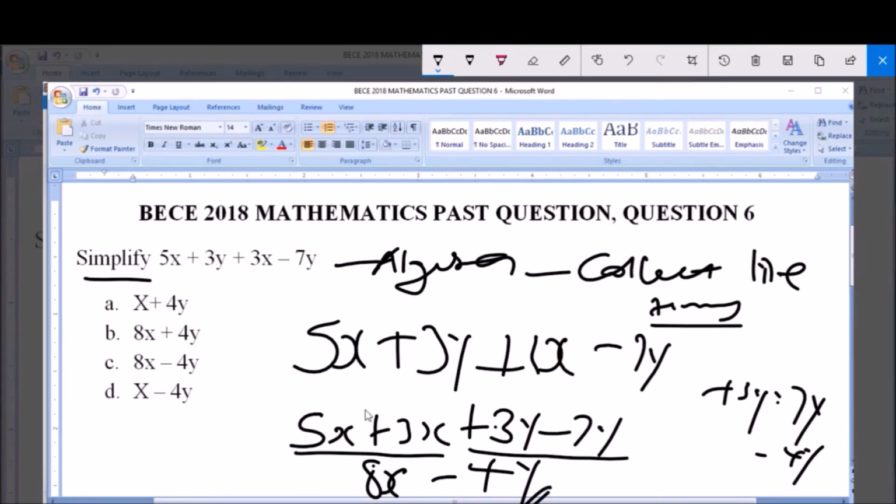Let's check which of the options corresponds to our answer, which is 8x minus 4y. Now, A here says x plus 4y, which is wrong. B here says 8x plus 4y, it is wrong. Now, C says 8x minus 4y, which is correct. And D says x minus 4y, which is wrong. So our answer to this question is option C, 8x minus 4y.